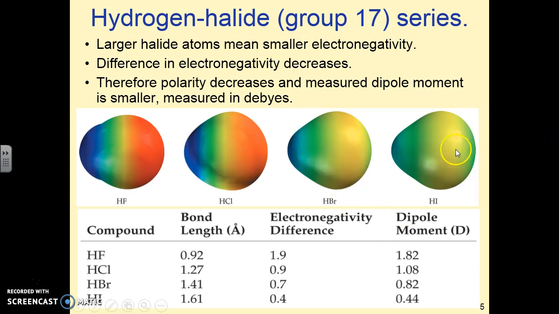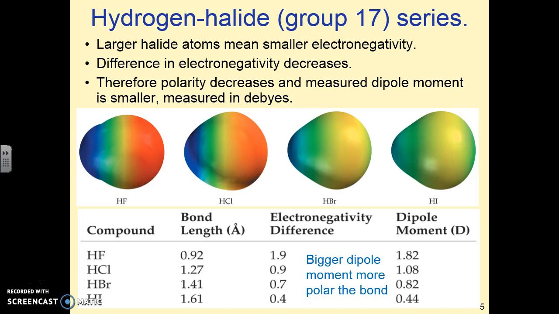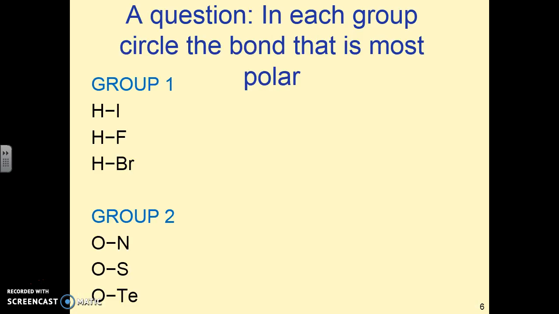When you go all the way down to HI, the electronegativity difference is 0.4, which is basically nonpolar, and the dipole moment is 0.44. They like to show dipole moments in charts, and the point is that the greater the dipole moment, the more polar the molecule is. The bigger the dipole moment, the more polar the bond. Here is an example of a question they may ask: in each group, circle the bond that is the most polar. Well, we just saw from our investigation of the halogens on the last slide that HF is the most polar.